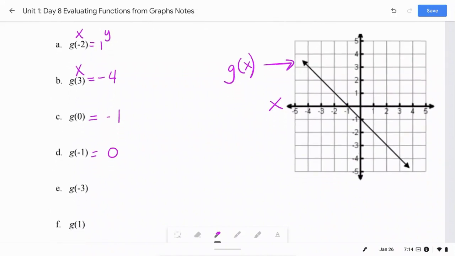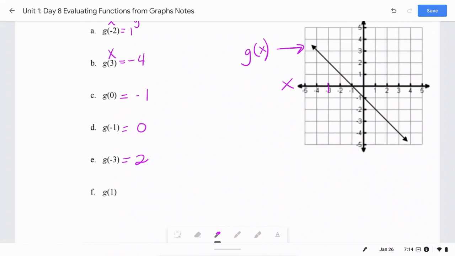G of -3, so -3 is here, so we have to go up to this point on the graph, and that's at -3, +2. And then the last one is g of +1. So +1 is going to be here, so this is the point on the graph, that's at 1, -2. Okay, so let's try a few more examples on the back page until you start feeling more comfortable and really get the hang of this.